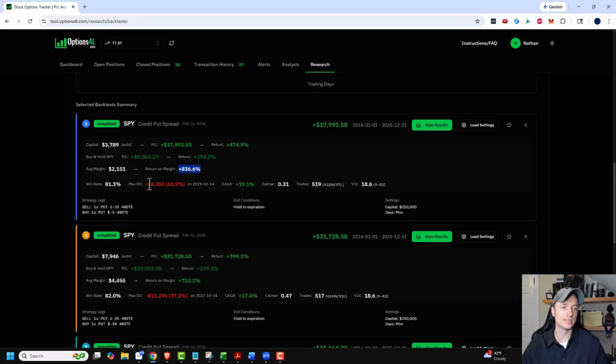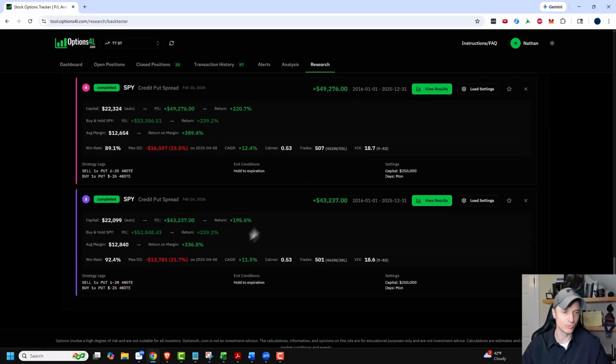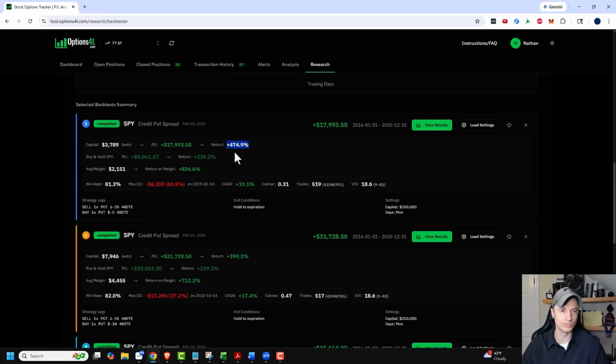Our max drawdown was $8,203 or 60.9%, CAGR of 19.1%, Calmar of 0.31. And so, I think that this is a pretty good position to start trying to optimize, as it does have the highest return on margin. And it might have the highest return percent as well. Yeah, it has the highest return percent as well, and the highest CAGR as well.